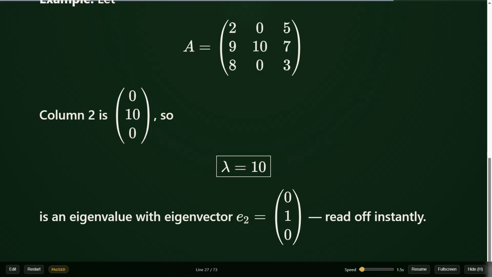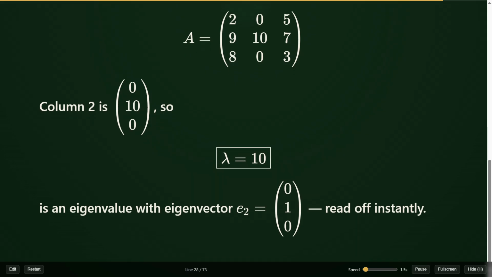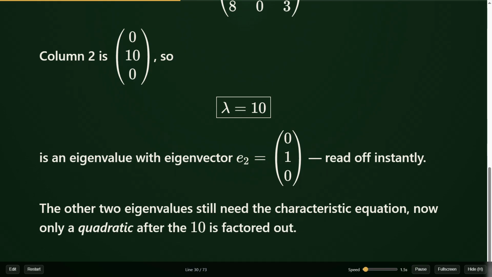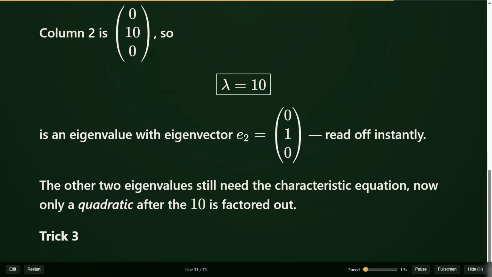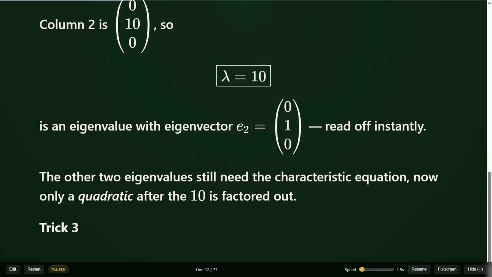And if you evaluate this determinant, then the determinant value divided by 10 is going to be the product of the remaining two eigenvalues. This is the information that we get out of this. Let us look at trick number 3.